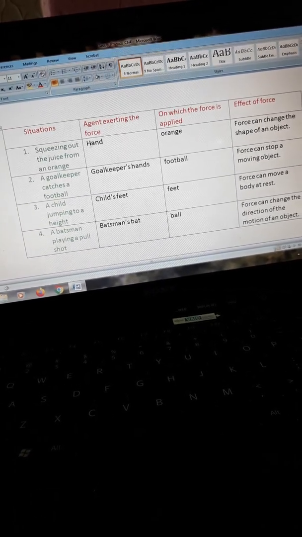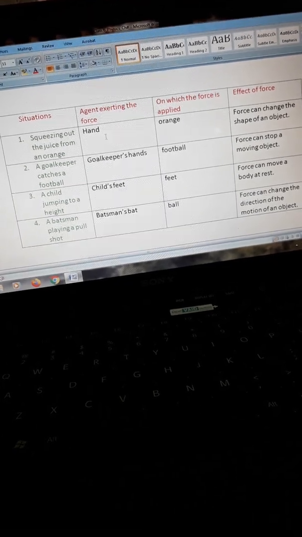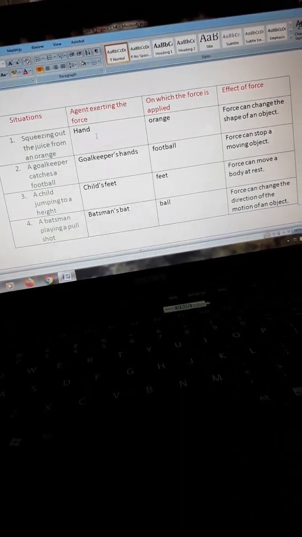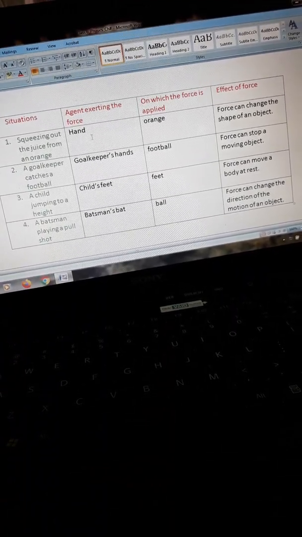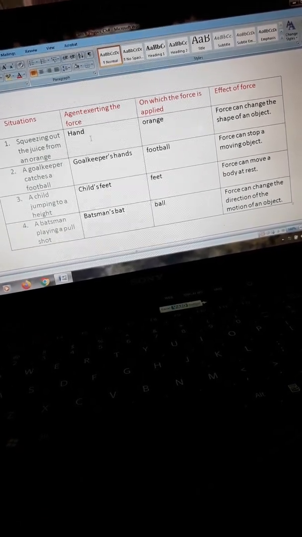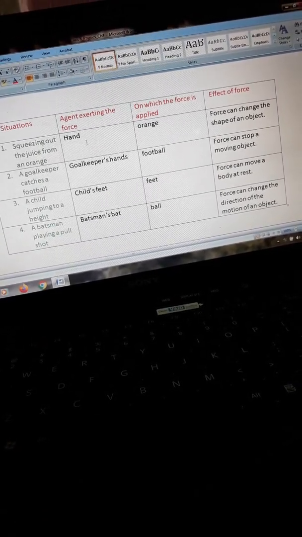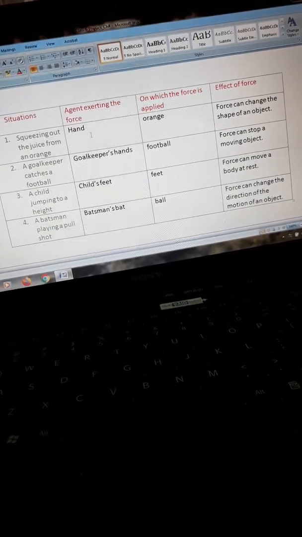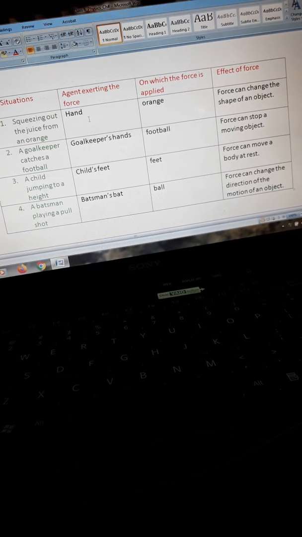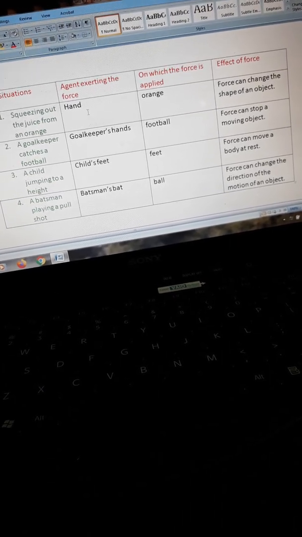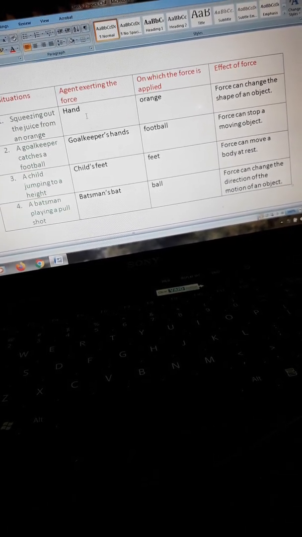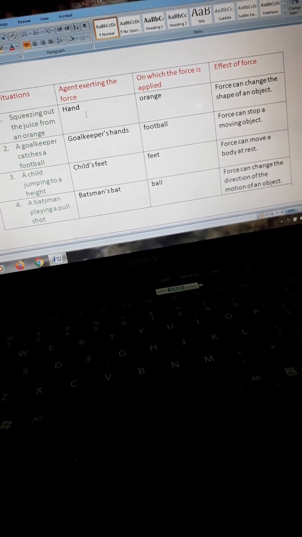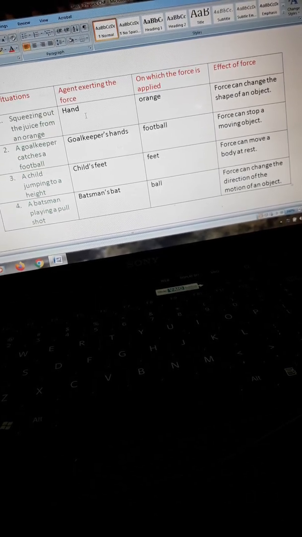Squeezing out the juice from an orange: we are applying a force by using our hand. So you write down hand here. On which the force is applied, meaning where we apply the force, so on the orange. The effect of force is that force can change the shape of an object. When we squeeze, the shape of the orange is changed by applying a force. Next situation is a goalkeeper catches a football. The goalkeeper's hands exert the force, the football is where we apply the force, and force can stop a moving object. So this is our effect of force.